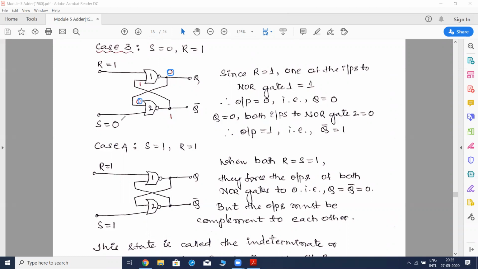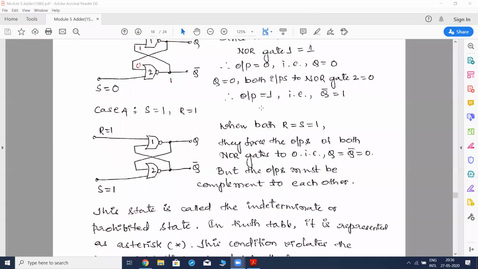Okay. So when both the inputs are 0, 0, obviously we'll get the output as 1. That means when we give S equal to 0, we are getting Q equal to 0. This state is called reset. Okay, so this is how we need to analyze. Now let us move on to the last one.